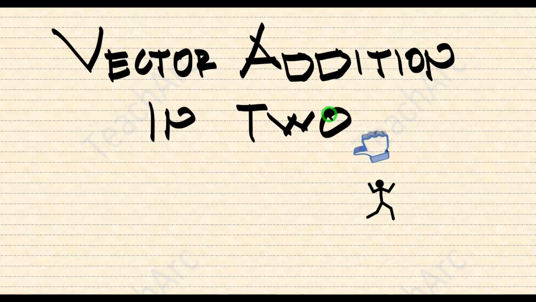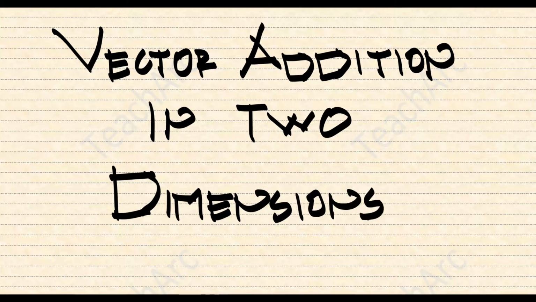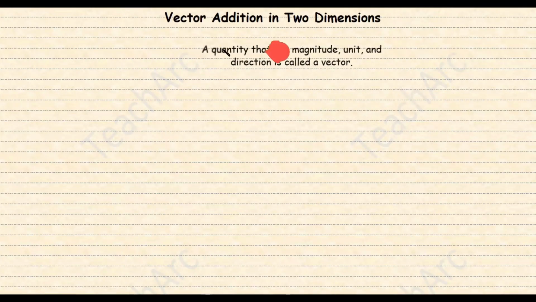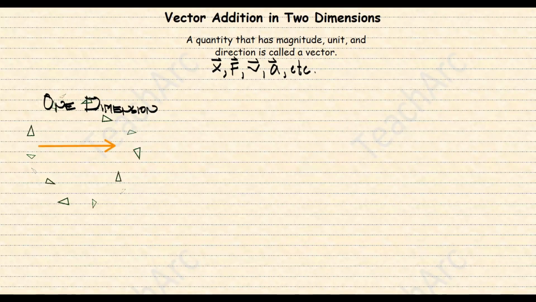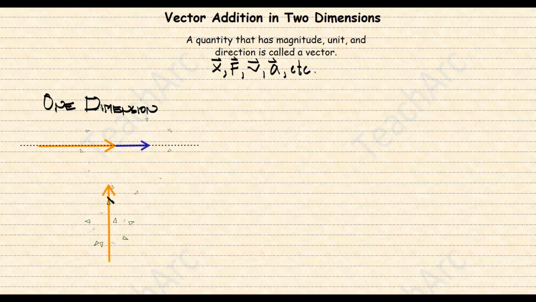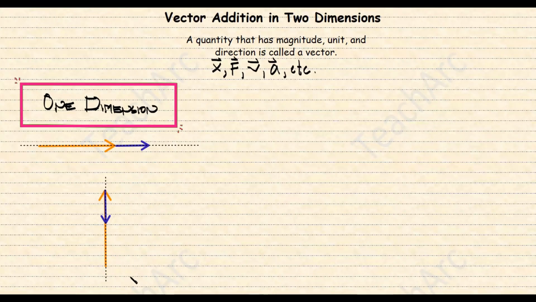Let's find out how to add vectors in 2 dimensions. As a review, vector quantities have magnitudes, units, and directions. We can represent vectors as arrows, and if these vectors lie on a straight line when you combine them, they are categorized as one-dimensional vectors.